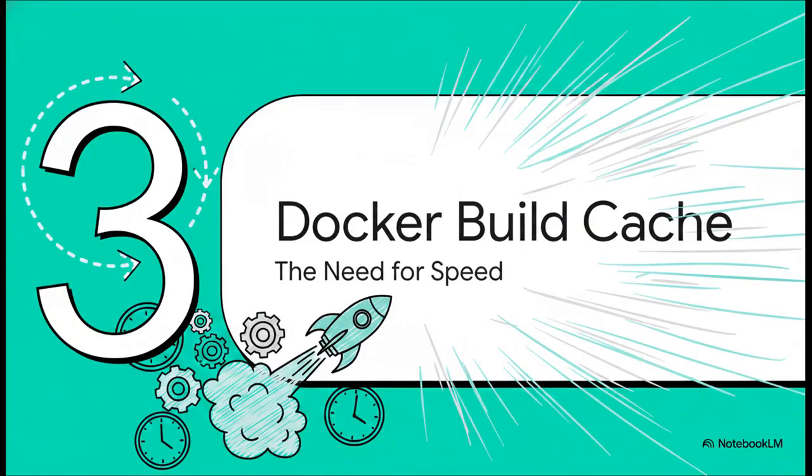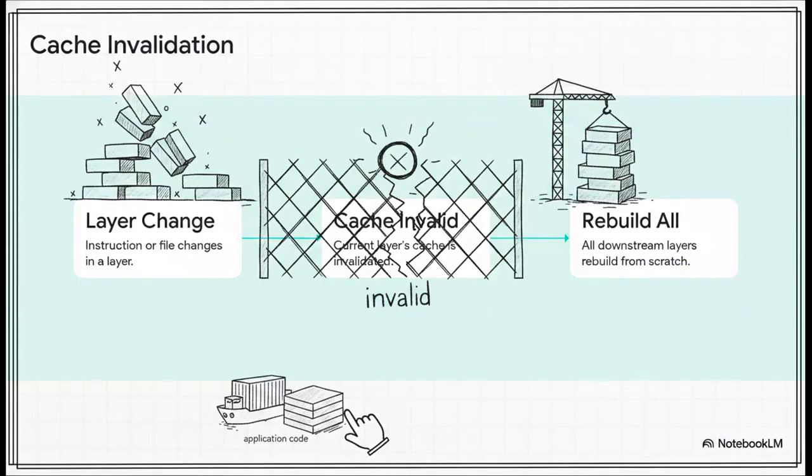All right, Section 3, the Docker build cache. The need for speed. If you truly want that need for speed, you absolutely have to understand how the build cache actually works. It's actually pretty predictable, operating in 3 steps. Remember those stacking blocks we talked about? Well, think of it like a physical tower of blocks. If you pull out a block right in the middle, every single thing resting on top of it comes tumbling down and has to be completely rebuilt.